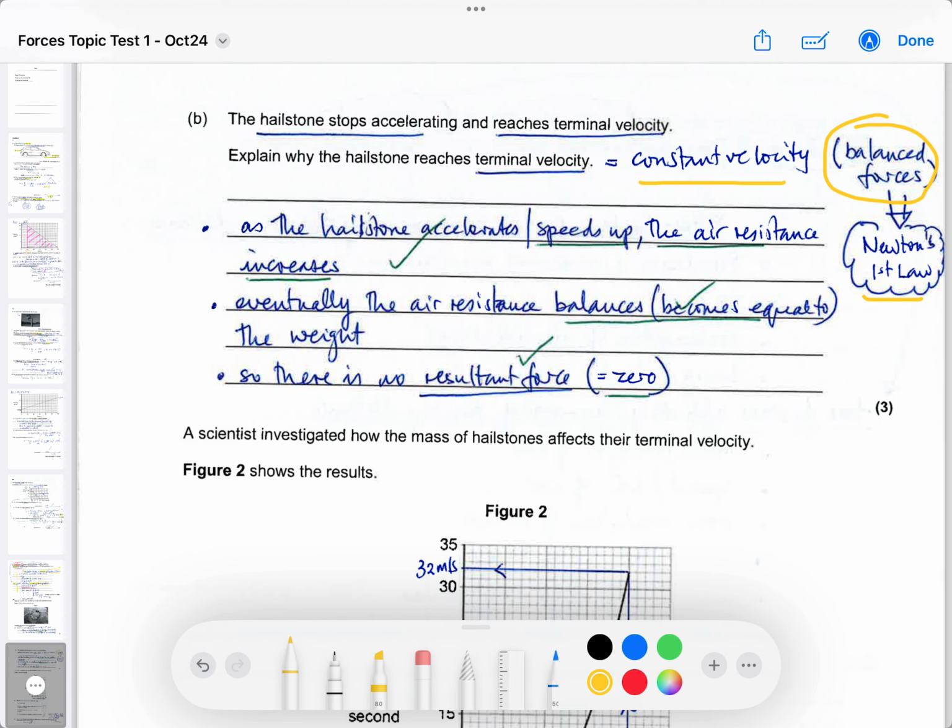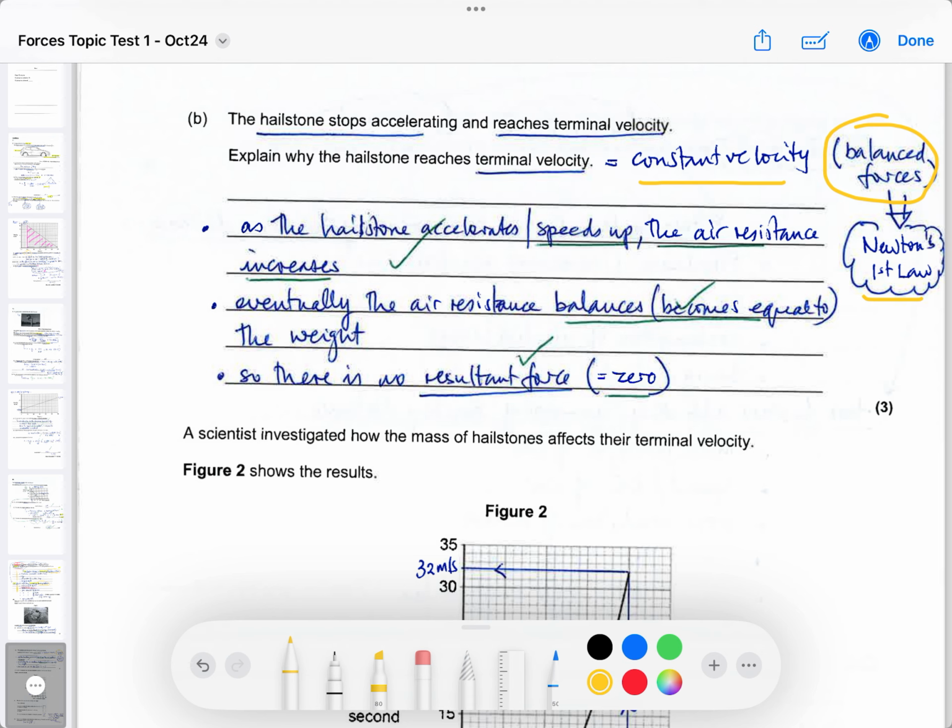So I've written, as the hailstone accelerates or speeds up, the air resistance increases, gradually. Eventually, at a certain speed, the air resistance will balance or become equal to the weight, and at this point, there is no resultant force.